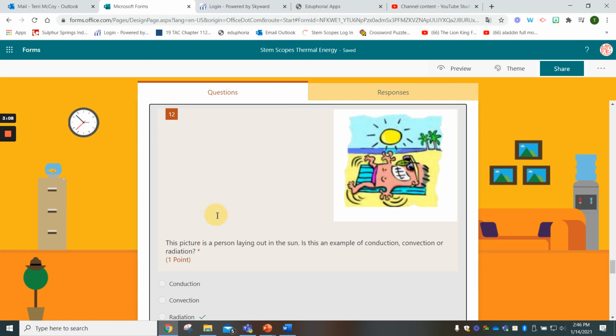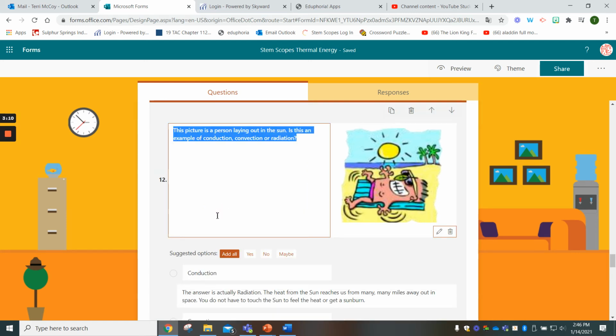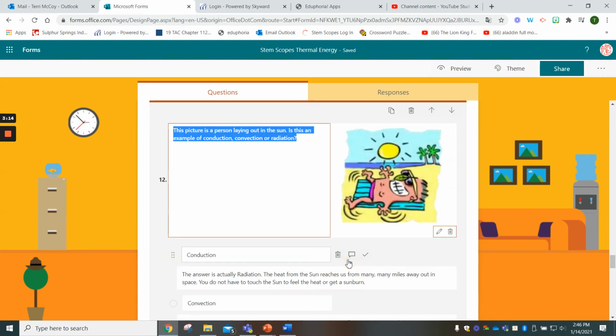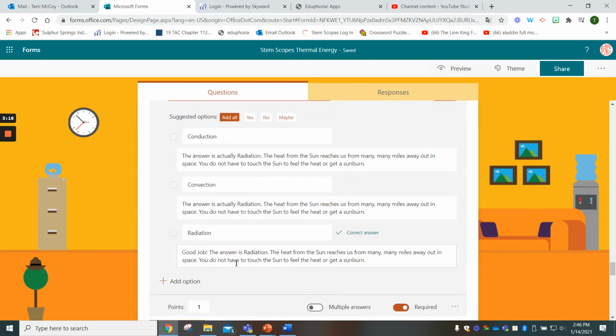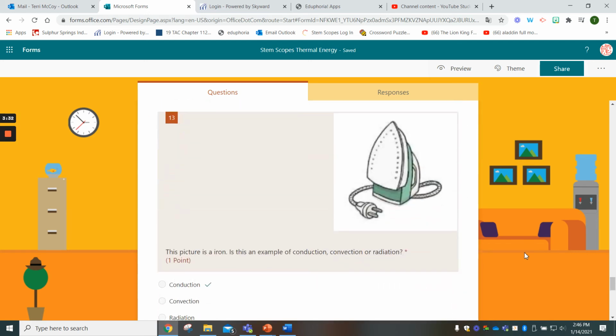Number 12, we've got a person laying out in the sun. Is this an example of conduction, convection, or radiation? If you said radiation, you are correct. The answer is radiation because the heat from the sun reaches us from many, many miles away out in space. Now, we don't have to go out into space and touch the sun to get a sunburn or to feel the heat from the sun. And that is radiation because we don't need direct contact.